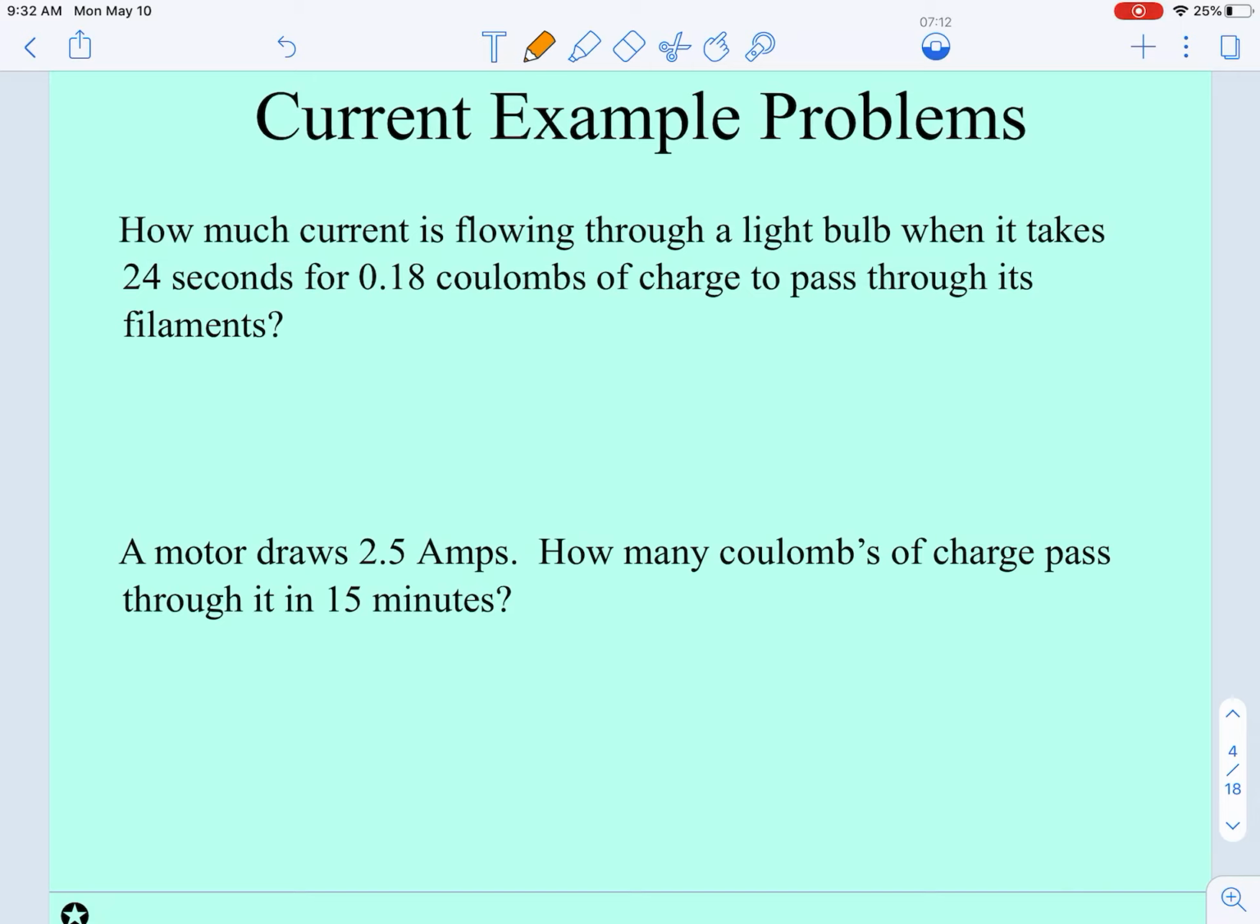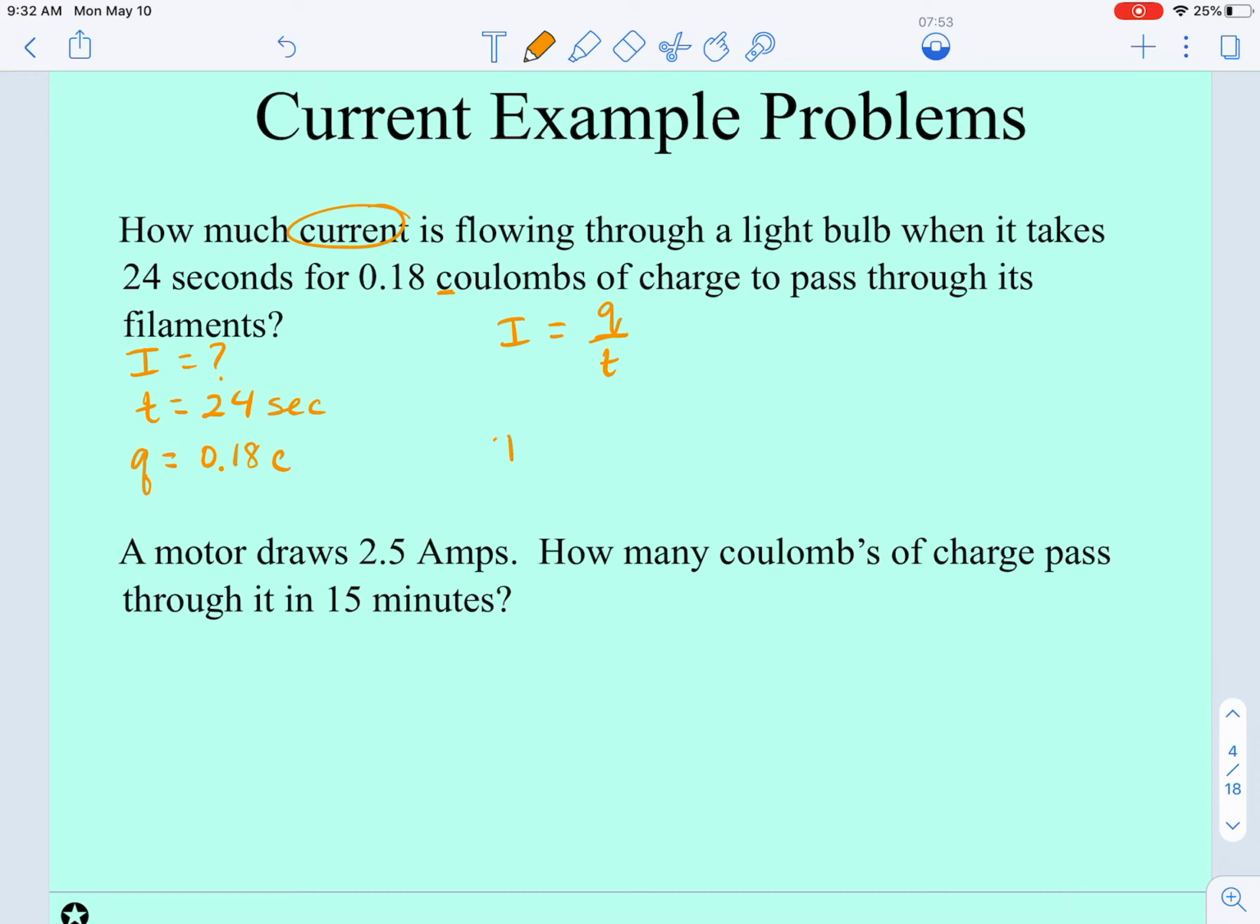We're going to work a couple of examples here for using this first equation. So it says here how much current is flowing through a light bulb when it takes 24 seconds for 0.18 coulomb of charge to pass through its filaments. So our unknown variable here is current. This is what they want us to solve for. 24 seconds is going to be our time. And then here is that unit coulombs. If we write it as a single letter unit, it's a capital C. But here it was typed out with a lowercase c. So we are going to have our variable Q for electric charge as 0.18 coulombs. And that's how we would list our givens.